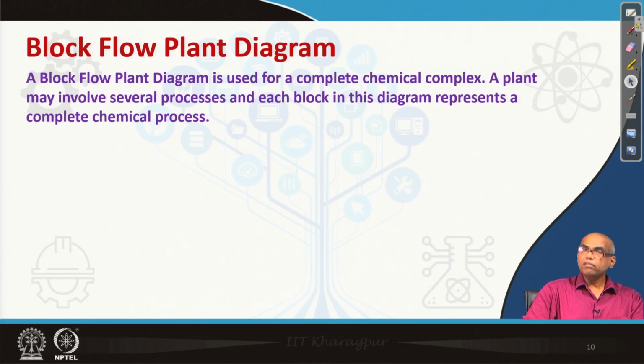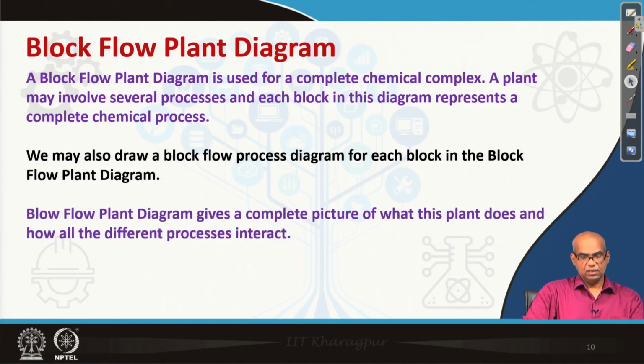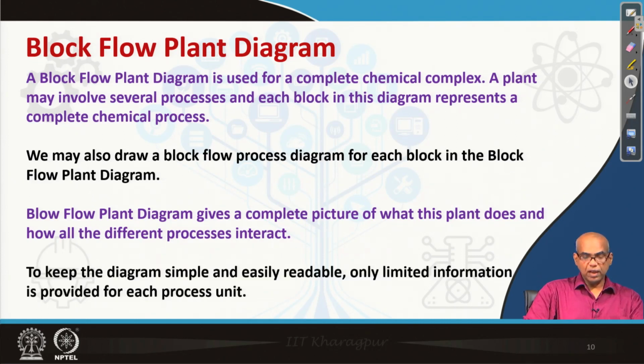A block flow plant diagram is used for a complete chemical complex. A plant may involve several processes, and each block in this diagram represents a complete chemical process. We may also draw a block flow process diagram for each block in the block flow plant diagram. Block flow plant diagram gives a complete picture of what this plant does and how all the different processes interact. To keep the diagram simple and easily readable, only limited information is provided for each process unit.